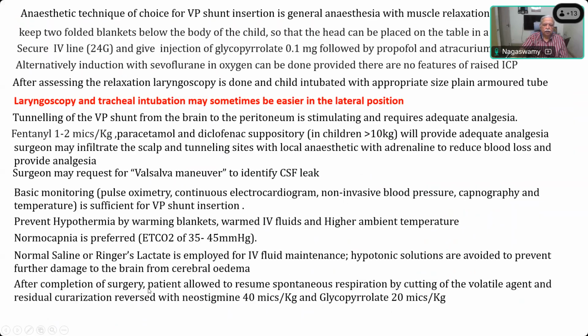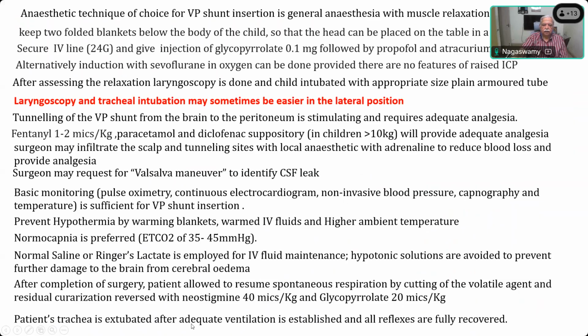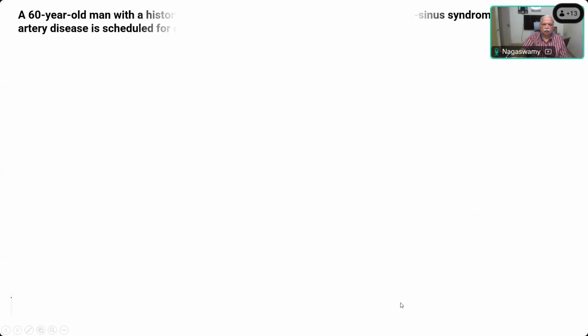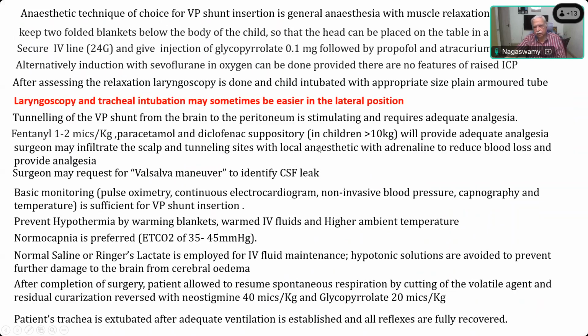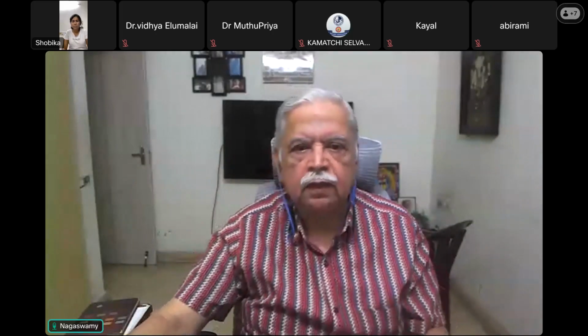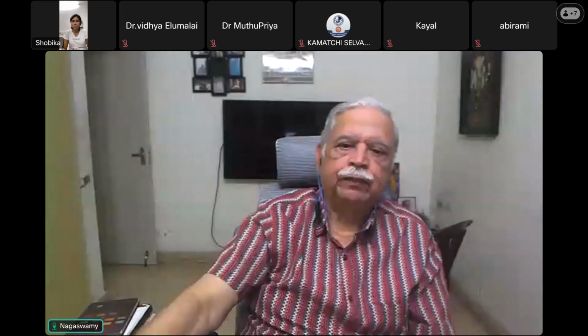And on completion of surgery, the patient is allowed to resume spontaneous respiration, and then you can use the reversal with the neostigmine and glycopyrrolate, and the patient's trachea is extubated after adequate ventilation is established and all the reflexes are fully recovered. Yes, sir, those are the important points on this, and you have done a good job by saying all the points correctly.